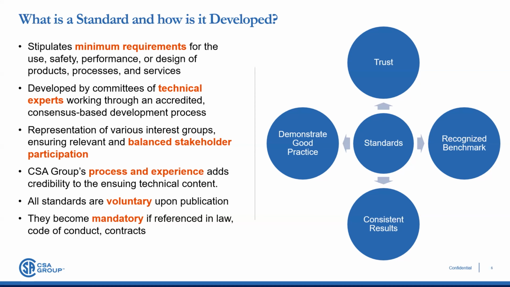So importantly, we do have balanced stakeholder participation, where we do not want one sector, if you will, to dominate. So we do have a balanced matrix, which is important when it comes to the standards development process. No one sector can dominate. So we do follow our processes.